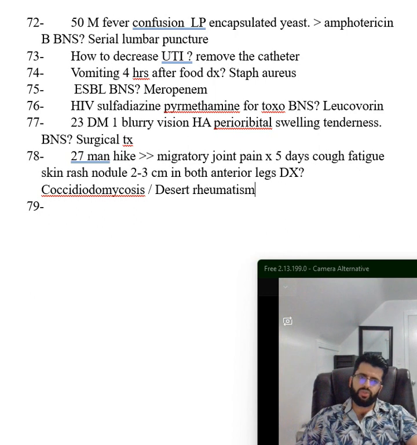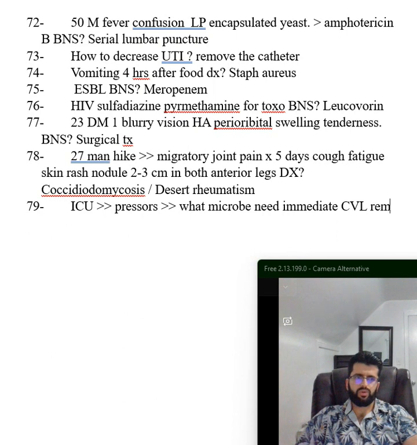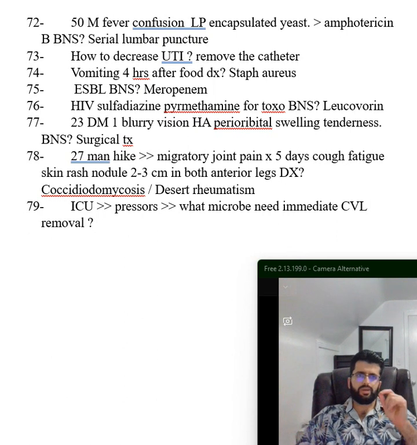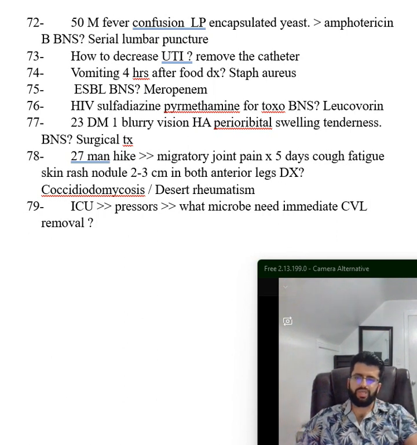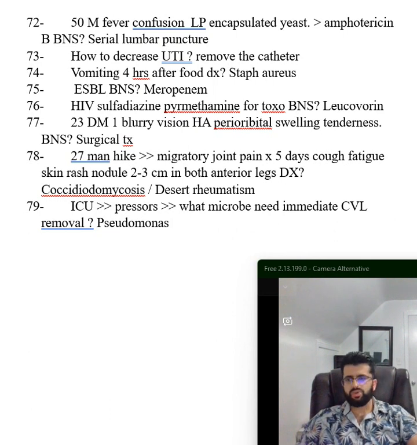Now there's another case, somebody in the ICU that needed pressors. So what bacteria, what microbe needs immediate CVL removal? Okay, what microbe is that? If you see it, you have to remove the CVL. There are a few that are very dangerous. So the most important one, Pseudomonas. If you see that in the blood culture and the patient has a CVL, you really need to remove the CVL. Okay.